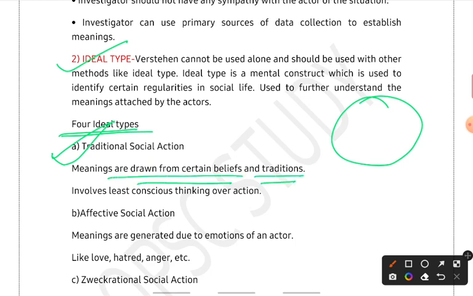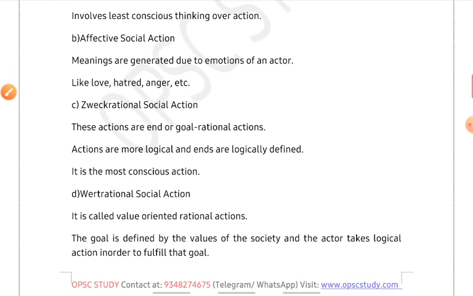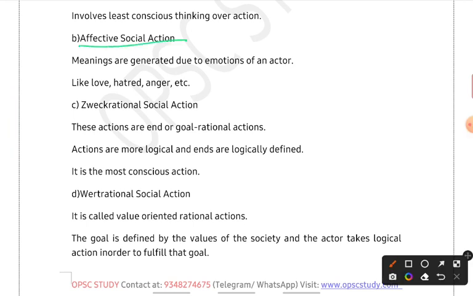If your actions are based on your traditional beliefs and traditions, then that action is the traditional ideal type, right. This is the least conscious, because everything is attached to you beforehand. Why do you worship? It is a tradition: my parents are worshipping, so I am doing it, kind of a thing.